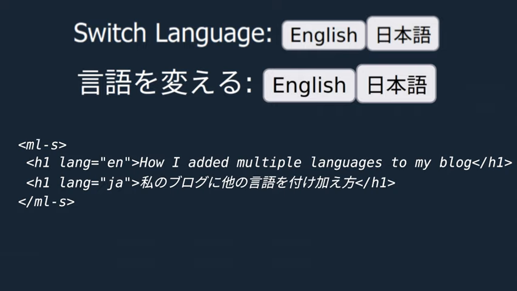For RSS, it's a little more complicated. Luckily, HTML is structured data, so for the different English and Japanese RSS feeds, I just parse the HTML page, title, and description using Lambda Soup, extract the language from each ml-s element, and convert it back into HTML text.